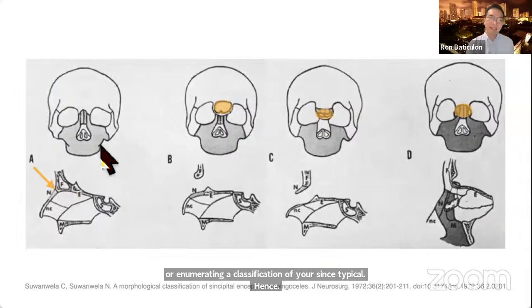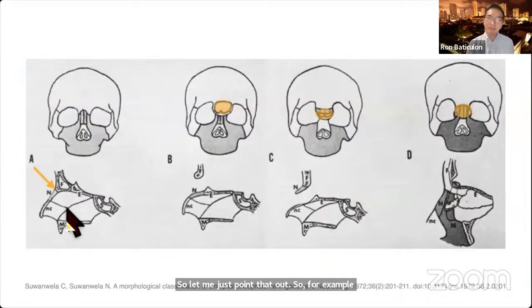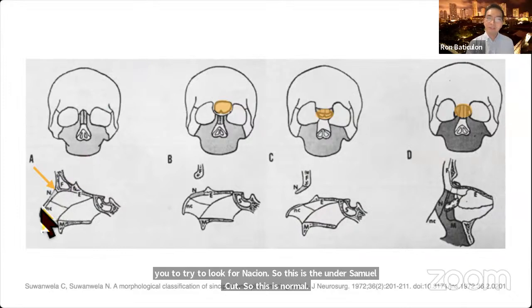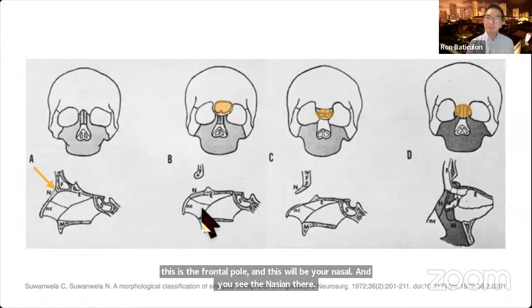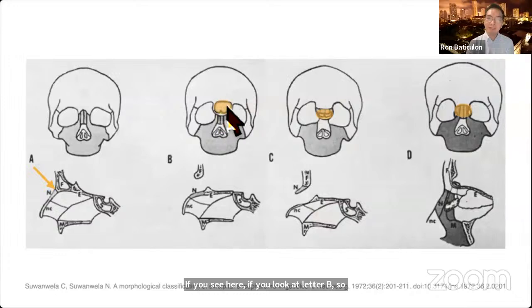For example, here, this is the normal anatomy. It's very important for you to try to look for the nasion. This is on the sagittal cut, so this is normal. This is the frontal bone, and this will be your nasal bone, and you see the nasion there. If you look at letter B, the midline defect is here.